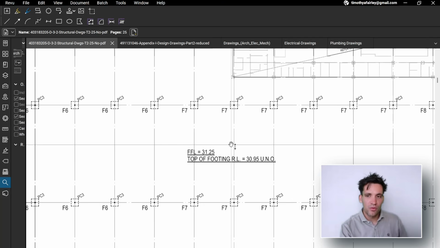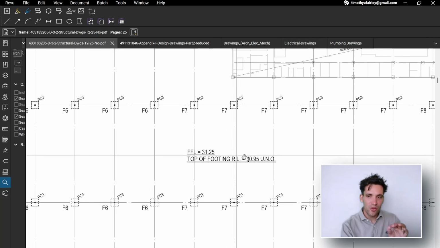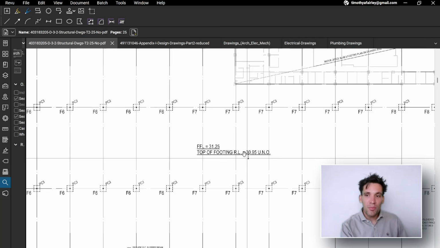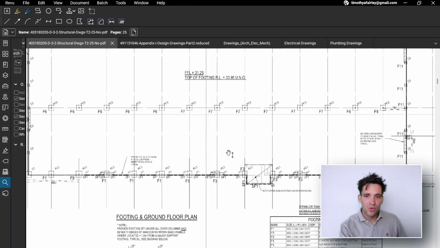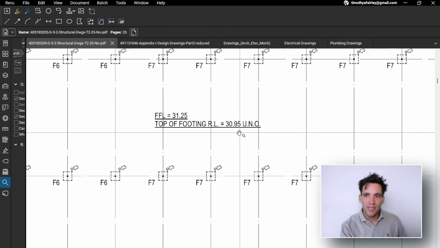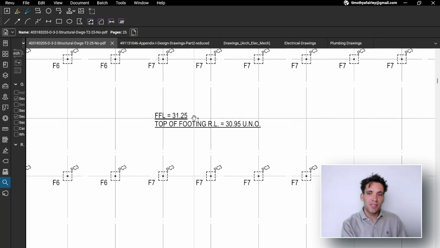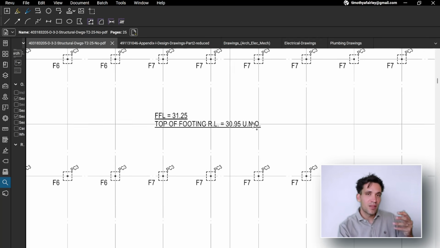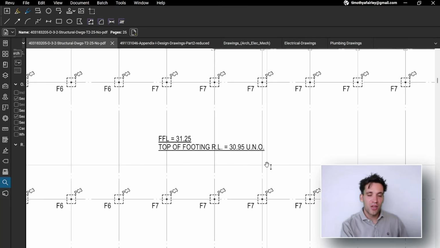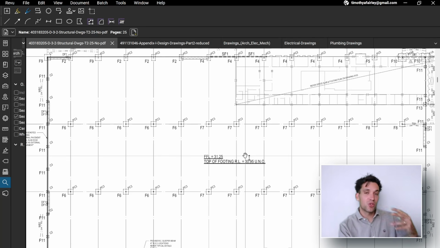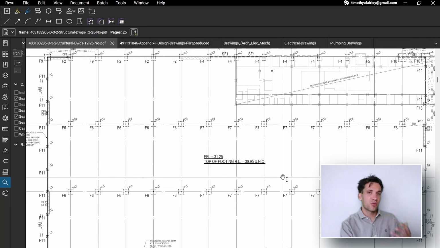So the finished floor level of this warehouse will be at RL 31.25. The top of the footings, so all these individual footings that support the structure of the building, are at RL 30.95. So we can say the difference in height between the top of the footings and the finished floor level is 300 mil. So the actual slab, the screed on top of these footings, is going to be 300 mil thick.